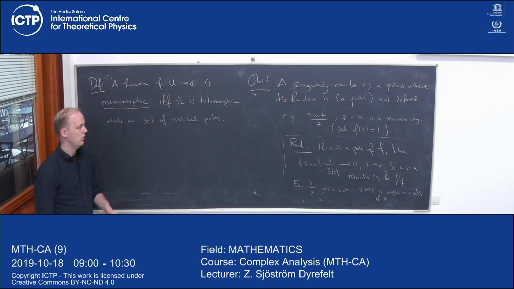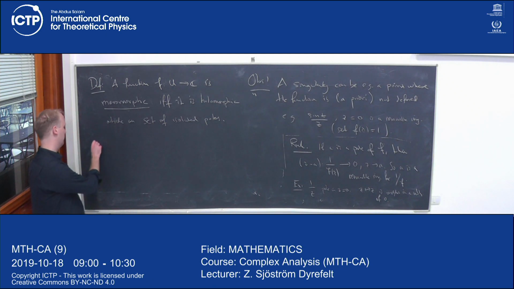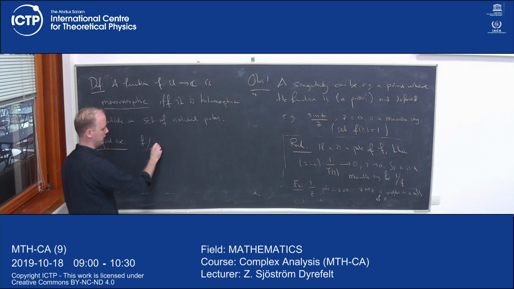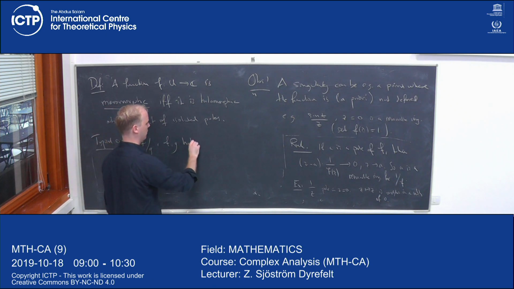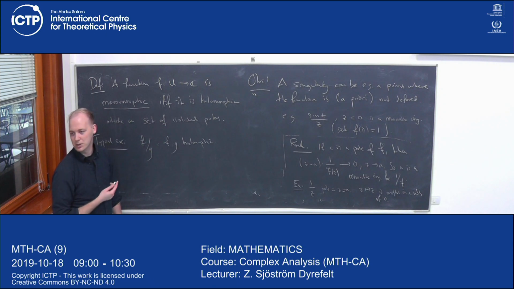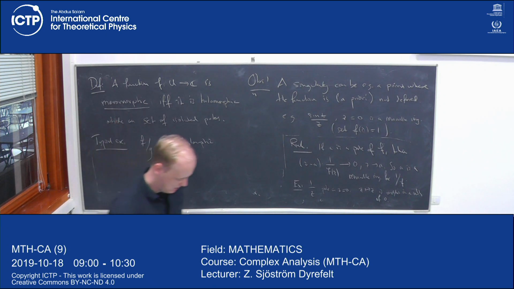Okay? So typical example again is the rational function. Typical example is f over g, where f and g are holomorphic. And 1 over sin z have infinite isolated poles. Yeah, so I'm saying isolated, but not necessarily a finite number. Right? So, there is a very natural point of view of it.